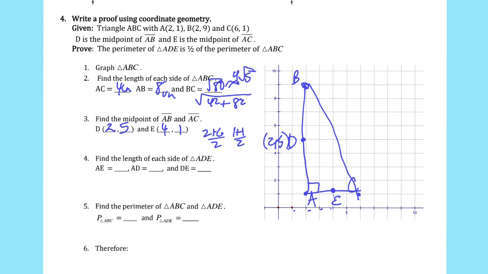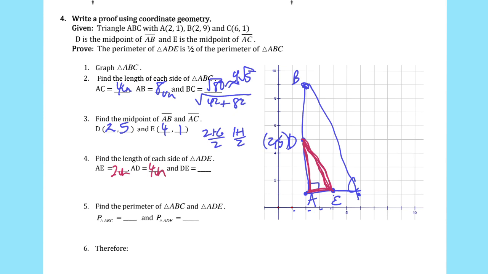So find the length of each side of ADE. So where's ADE? Okay, we're going to focus on a slightly smaller triangle right here, ADE. So that means AE is 2 units. AD is going to be 1, 2, 3, 4 units. Notice it's half the length of the previous one.